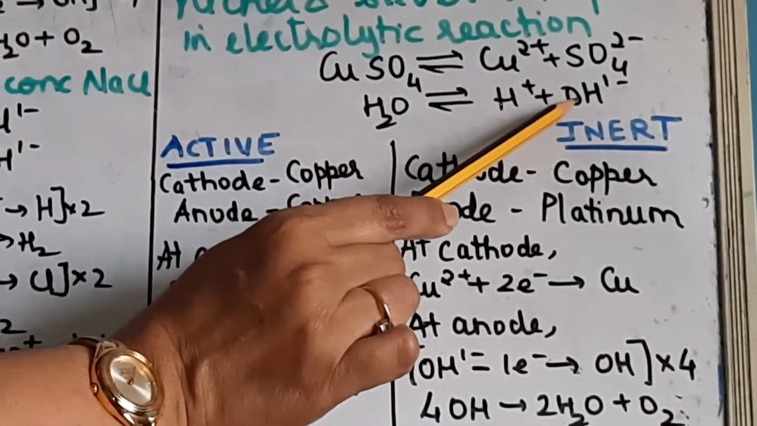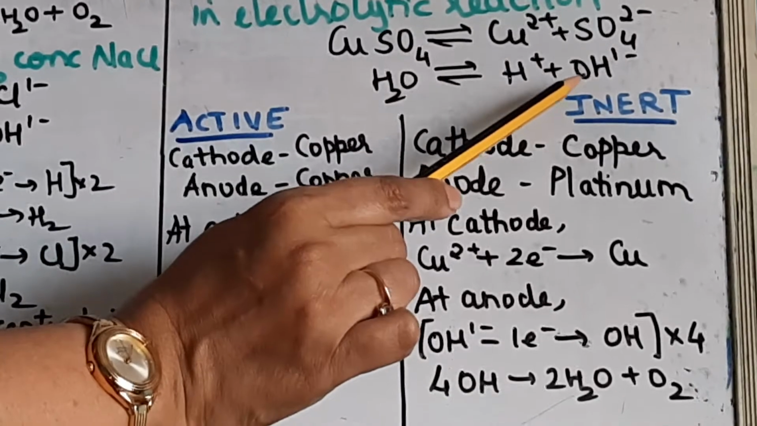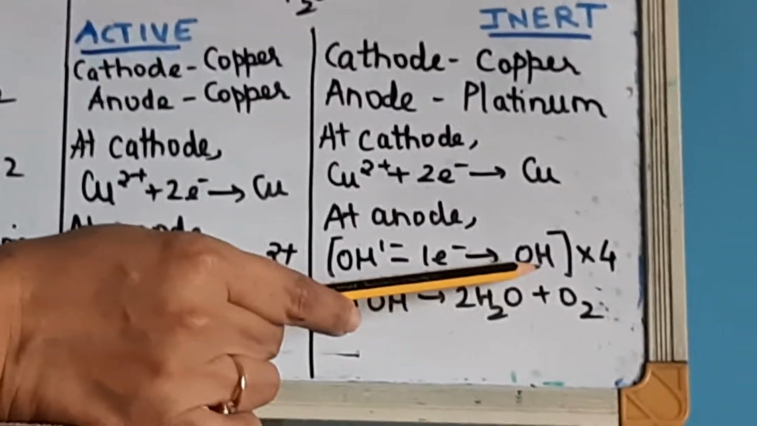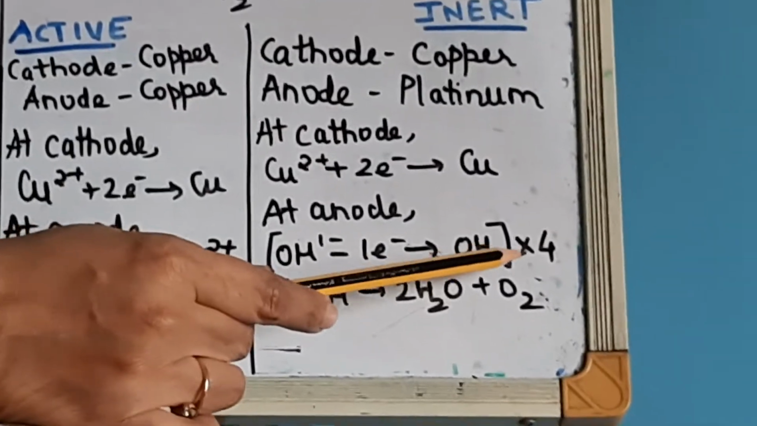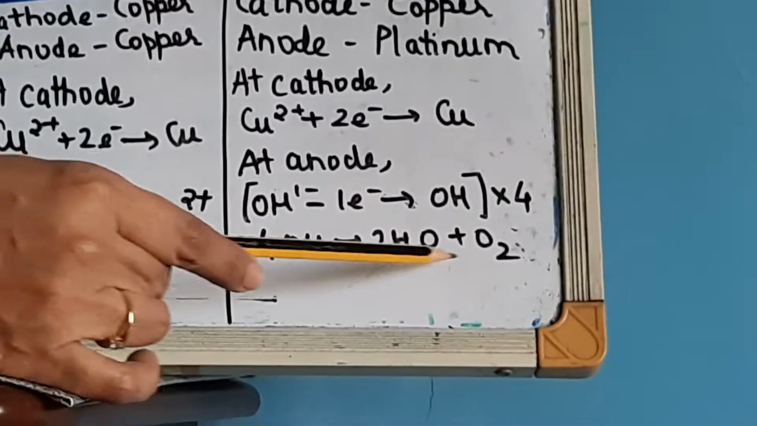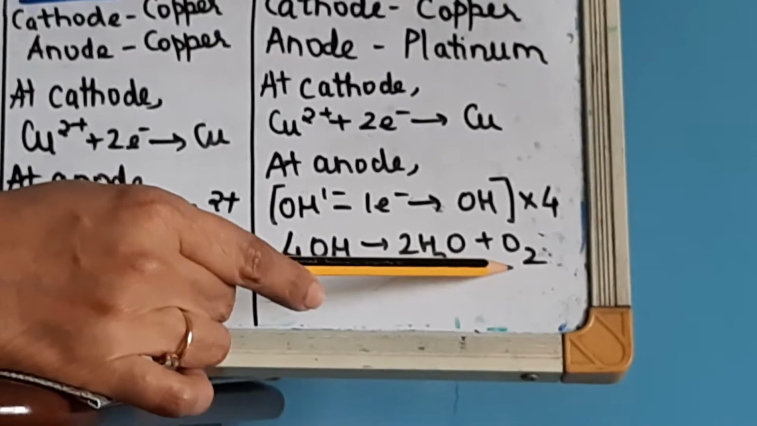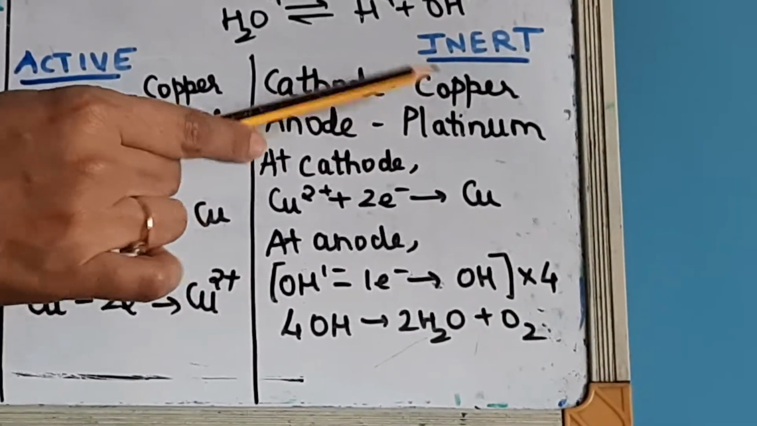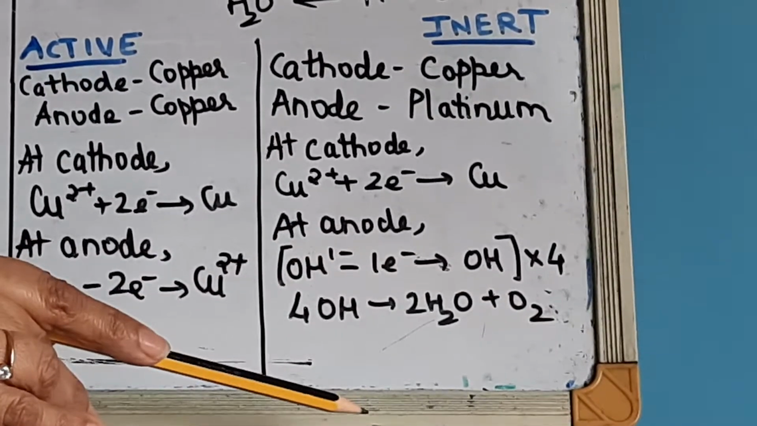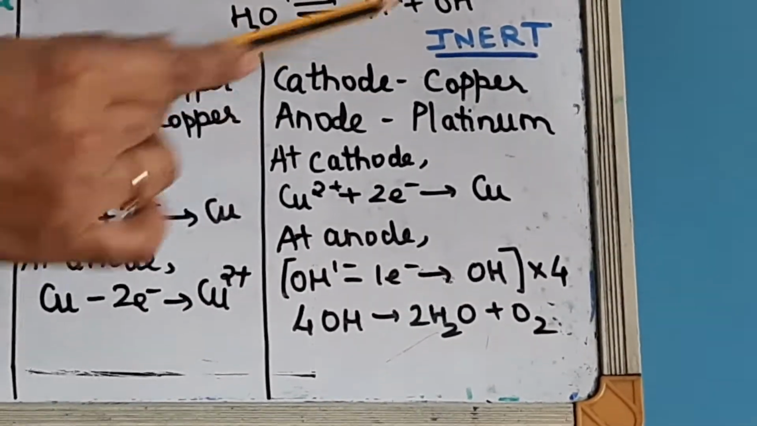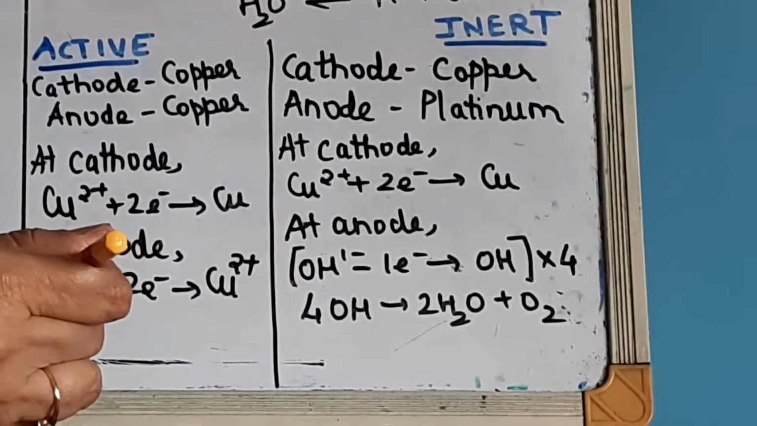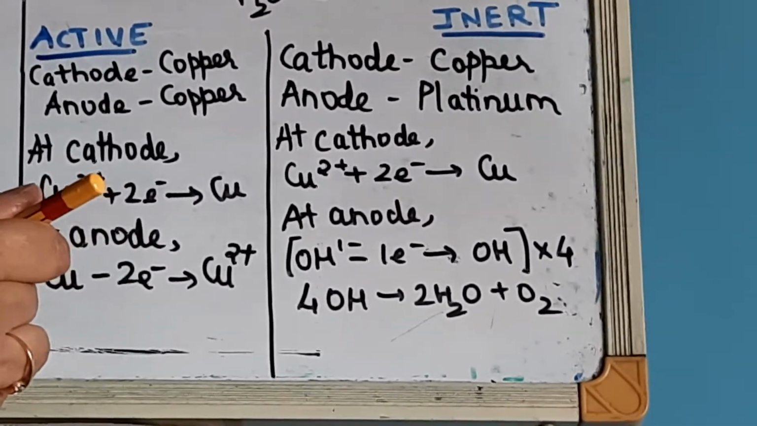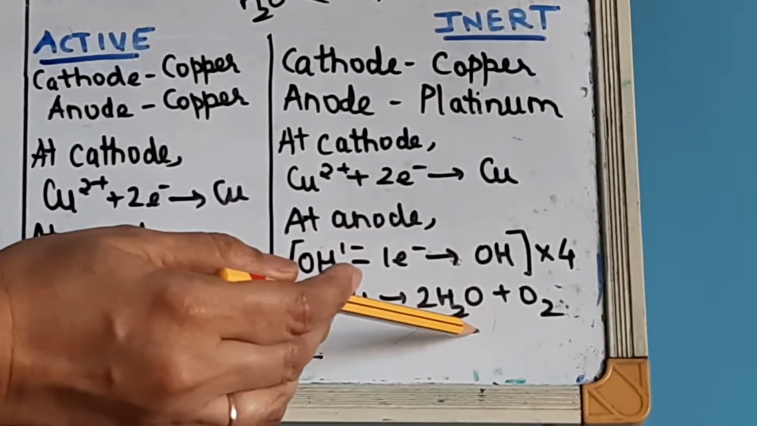Now see the position of the ions. The hydroxyl ions are lower. So here hydroxyl ions will get discharged as the hydroxyl radical is highly unstable. So you multiply it by 4 and it will form water and oxygen. Now here anode is inert. Since the anode is inert, it is not taking part in the reaction. So our sulfate and hydroxyl ions which are migrating to the anode, based on the position, whichever is lower, that will get discharged. Okay, is it clear?